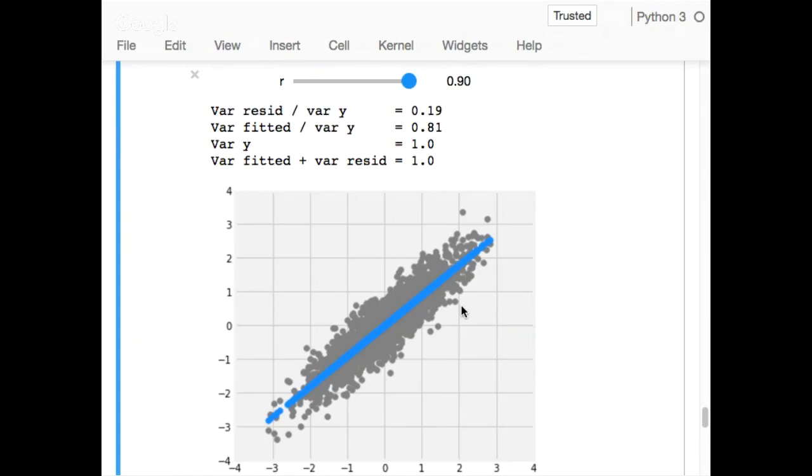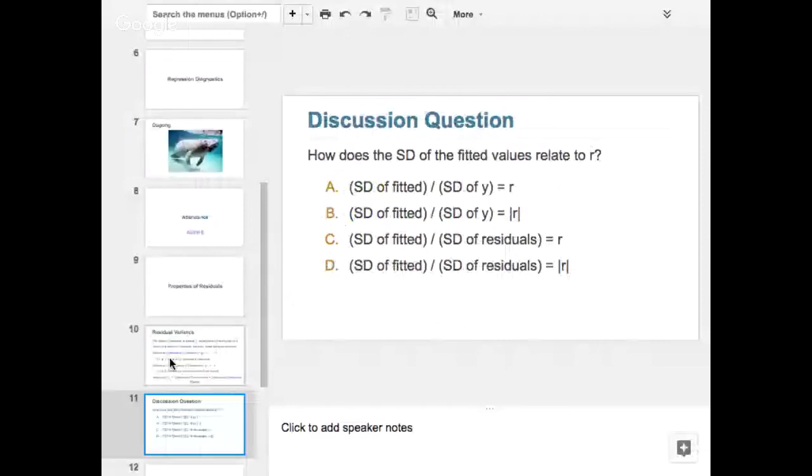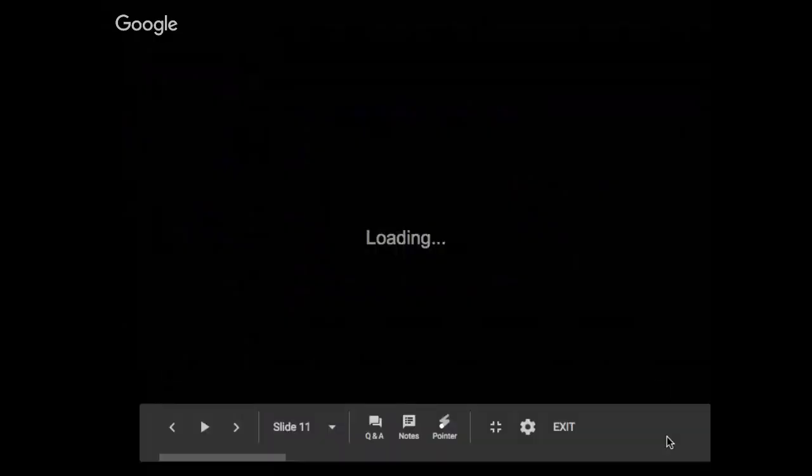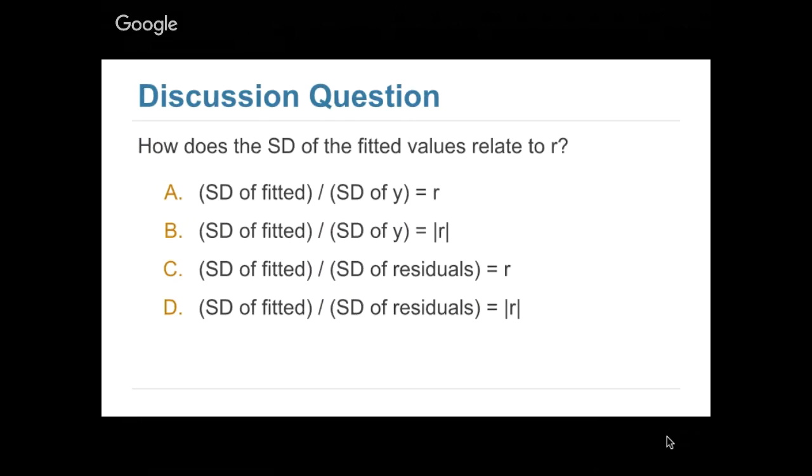Okay, so let me ask you a question. If I look at the standard deviation of my fitted values, if you remember, the standard deviation is the square root of the variance. How does the standard deviation of these values relate to R? Which of these equations is true? Talk it over with your neighbor.